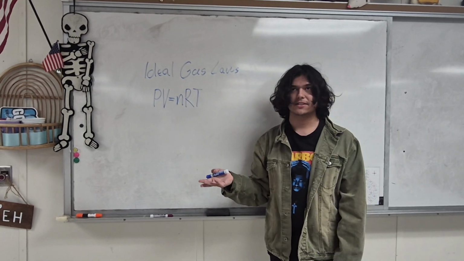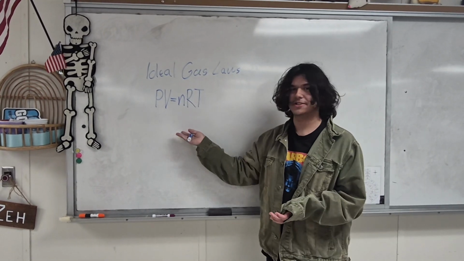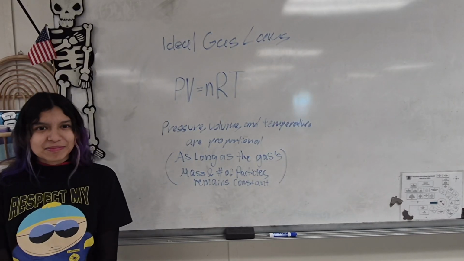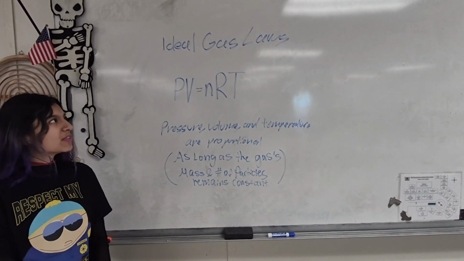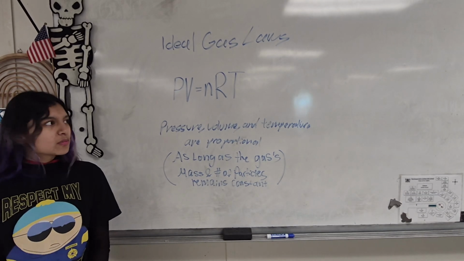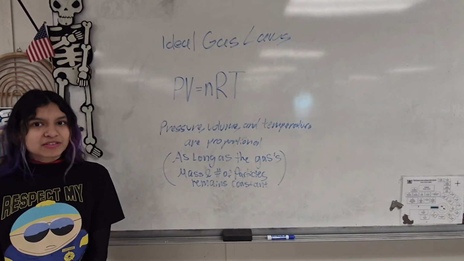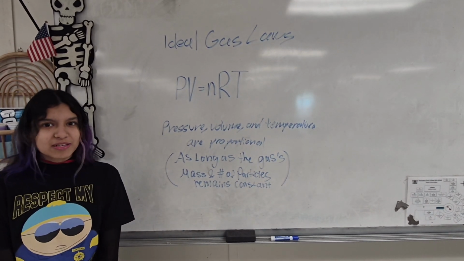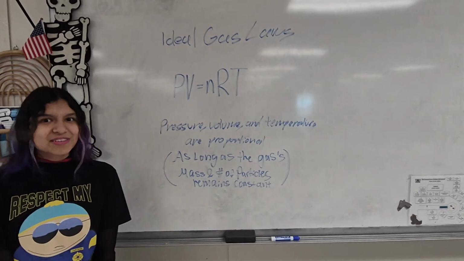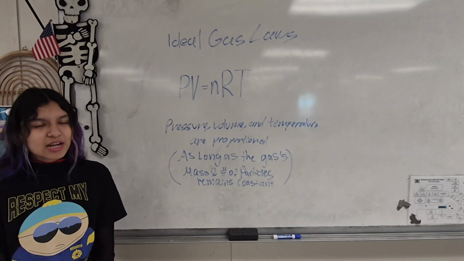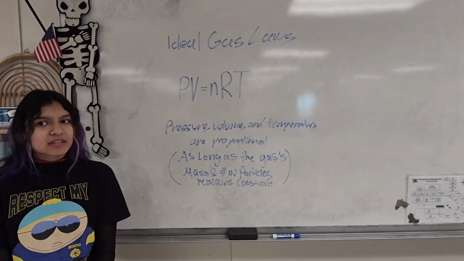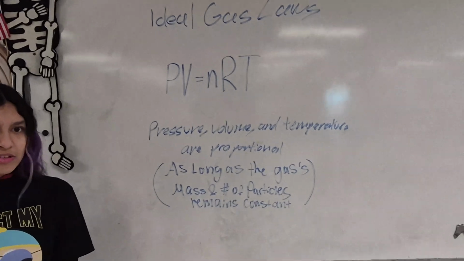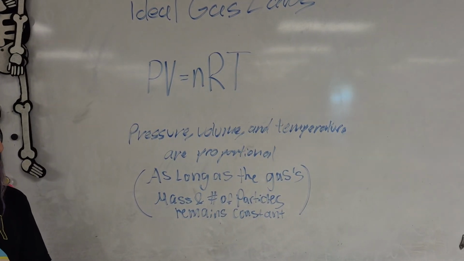Now you may be asking, what is this law and what does this equation mean? But first, let's look at the relationships in the ideal gas law. So P, V, and T, which are pressure, volume, and temperature, are directly proportional. So if one goes up, the other goes up. And if one decreases, the other decreases. But this only happens if the gas mass and the number of particles in the equation remain constant.